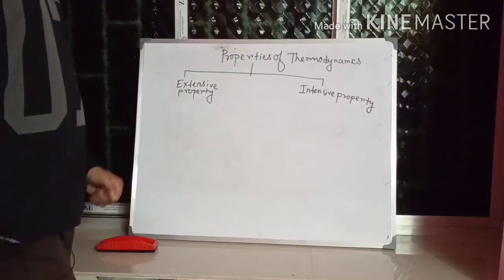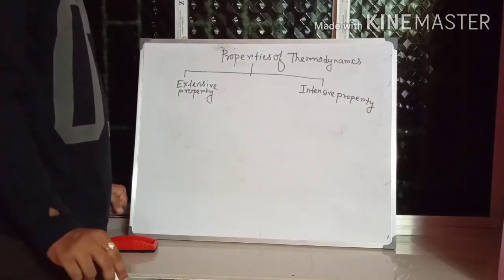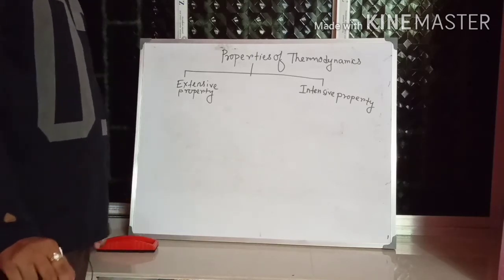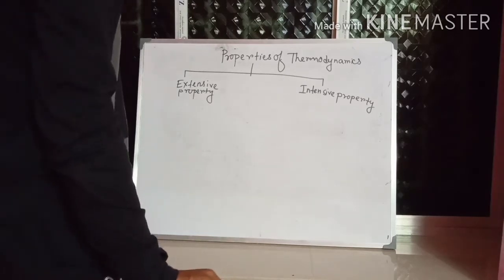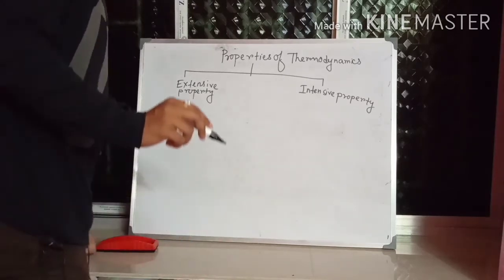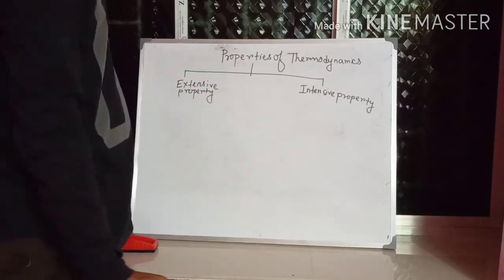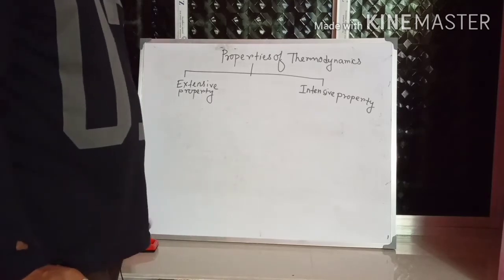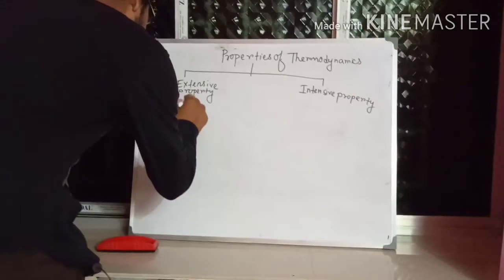Okay guys, so properties of thermodynamics are of two types. Number one is extensive property and number two is intensive property. Now we'll discuss extensive property. So what is extensive property? Extensive property is such a property that depends on mass or the amount of matter.